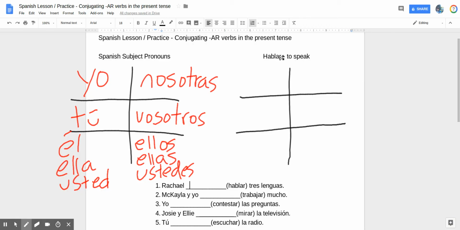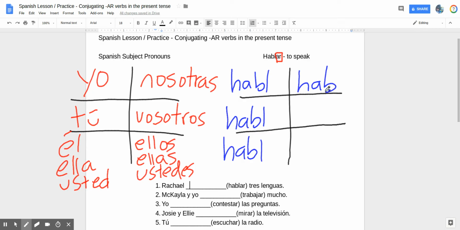So the process for this is, first, you're going to want to take the AR off of the end of the verb. So I have hablar, and I'm going to remove that. And then all 6 of these are going to start with the same letters. Now, again, a reminder, these are for regular verbs. There are irregular verbs that don't follow this pattern exactly, but for now, we're just doing the regular ones. So I'm going to go ahead and write all those down right now. They're all going to start with H-A-B-L. And you can do this with all of the regular verbs in the present tense for AR verbs.